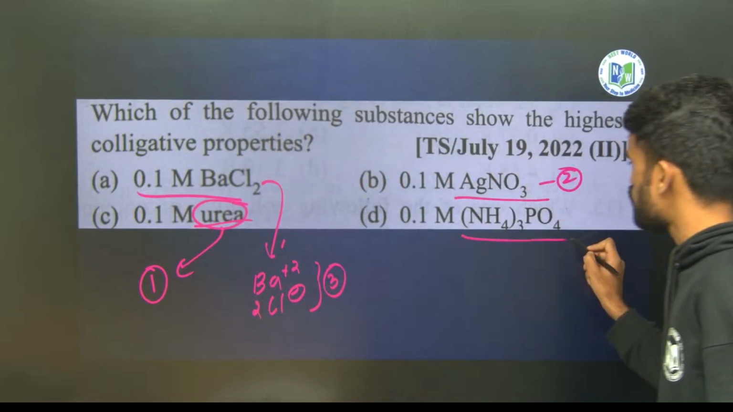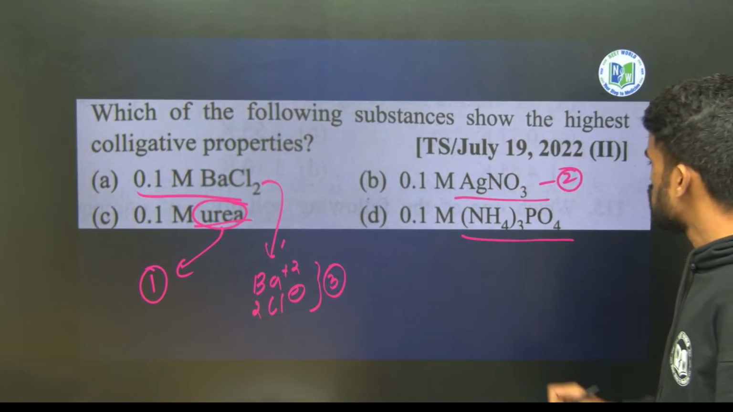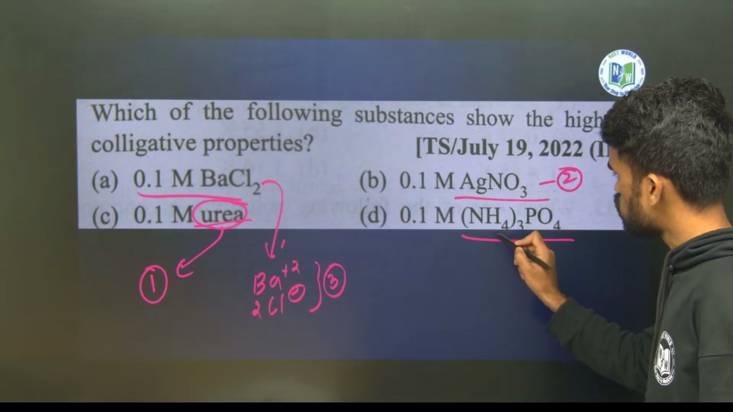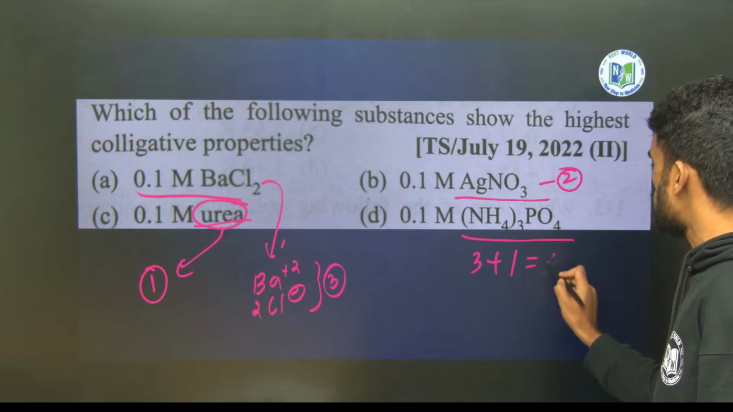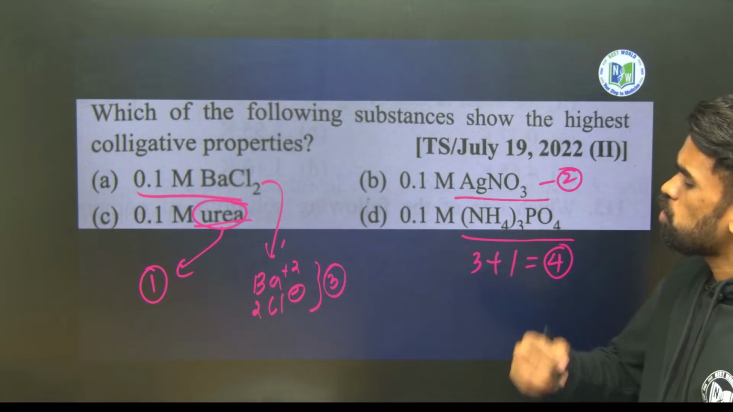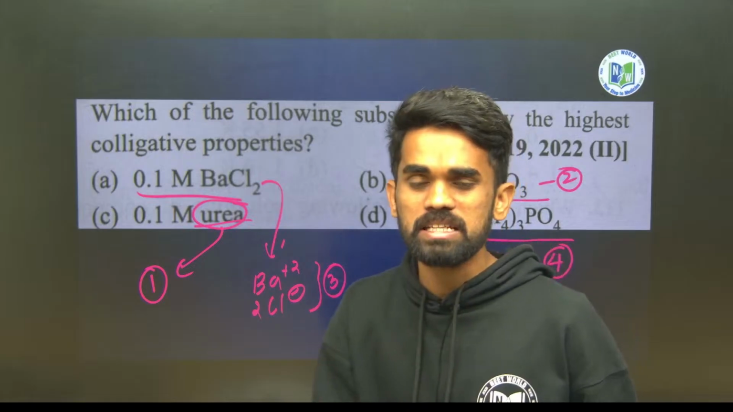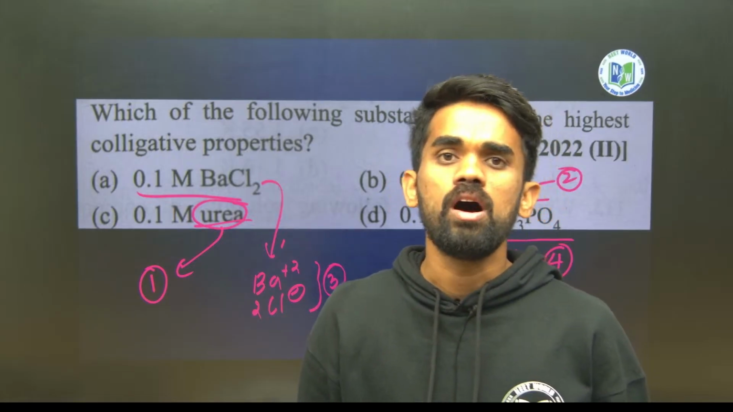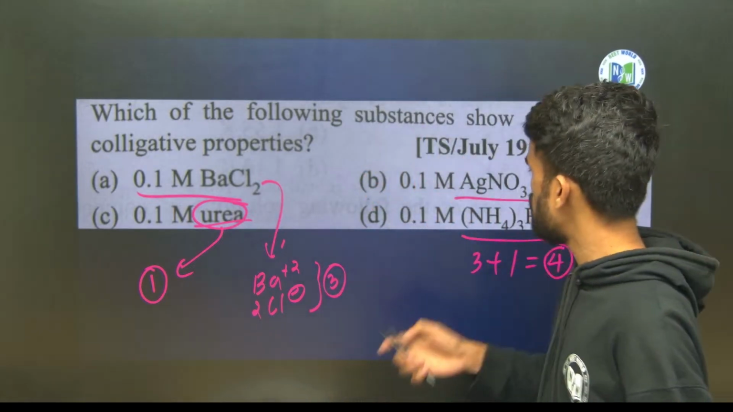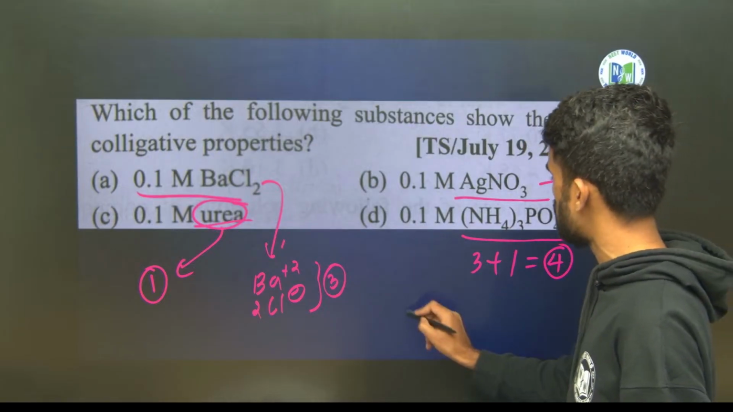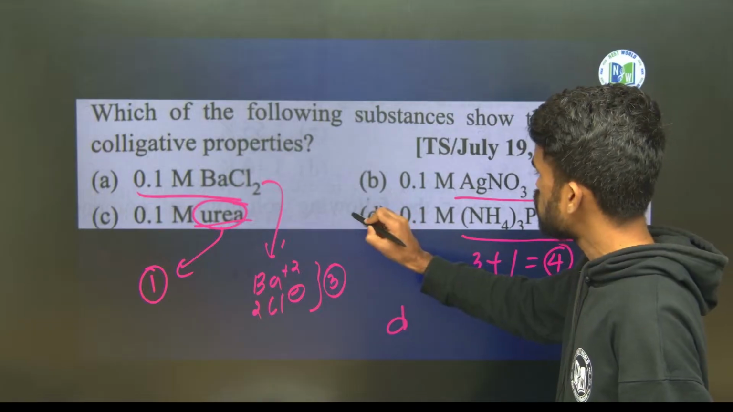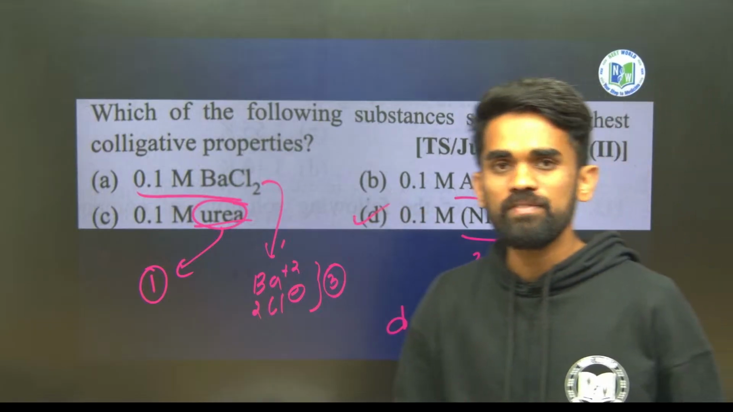In the case of ammonium phosphate, how many are there? 3 ammonium ions, 3 cations, and 1 phosphate anion. So total 4 ions are there. Where the number of ions is more, that will have more colligative properties. So the highest colligative property is for D. For this question, option D will be your answer.